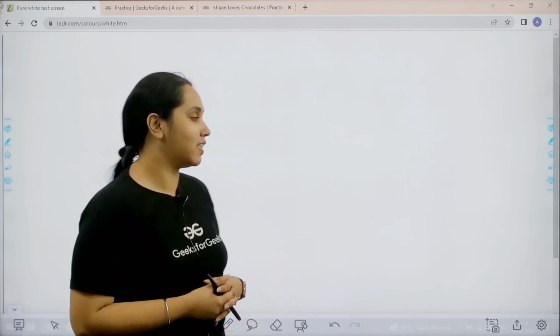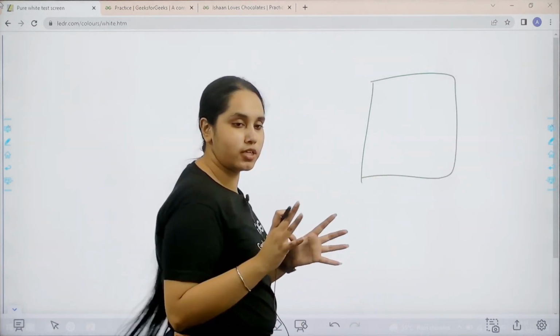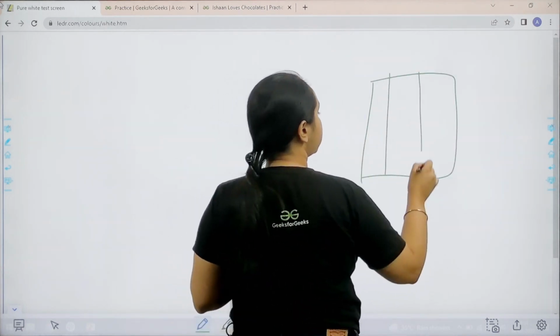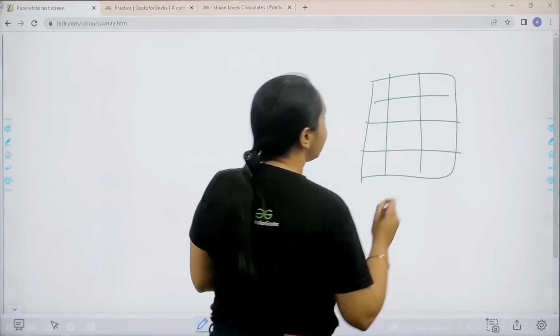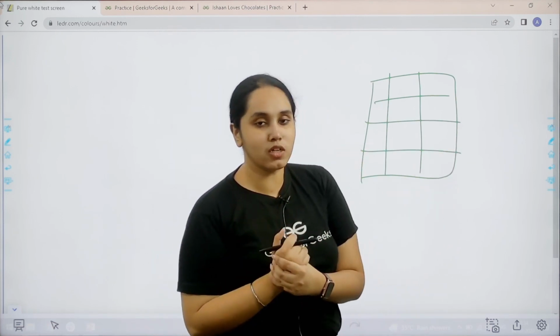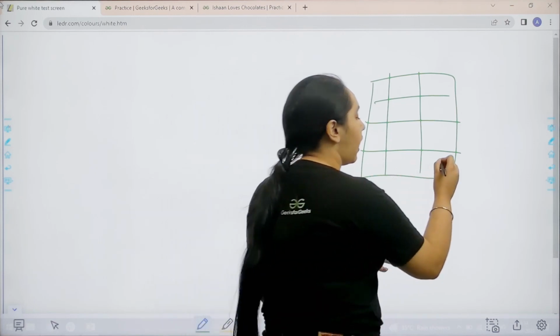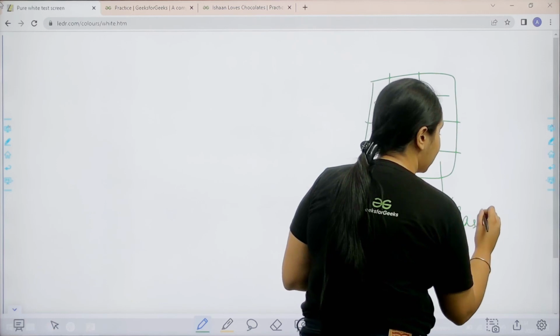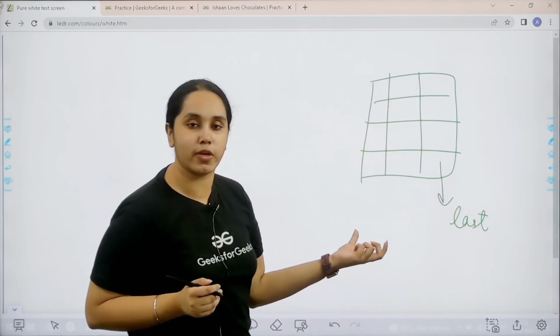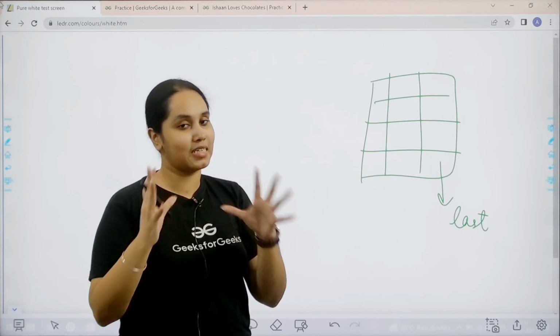So let's understand the question. Basically, there is a chocolate bar and Ishaan loves chocolate, okay? This bar is divided into squares, okay? Basically, every square has a number and the number denotes the tastiness of the square, okay? Like basically, the last square is the most tasty piece of the chocolate, okay? So the last piece of the chocolate, the last square is the most tasty one.